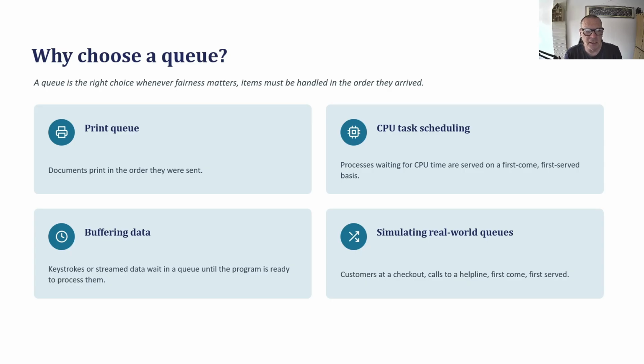Data can be buffered like this. So when you're typing on the keyboard or streaming data, you want them to be dealt with in the order they arrived. So if you type a word in, then it gets processed in the same order when it's ready to process them, and the letters don't get muddled up. We also simulate real-world situations like this, so helplines, tickets, checkout simulation. This would use queues.